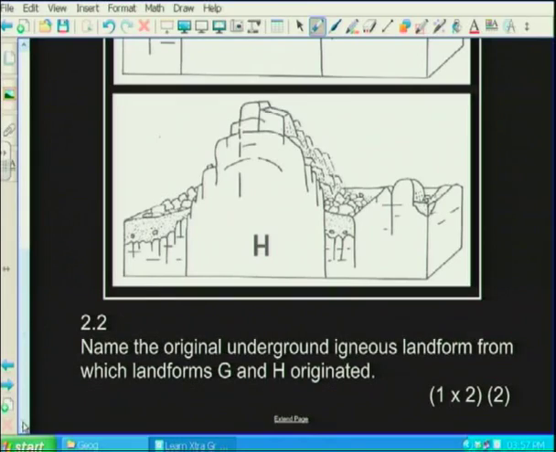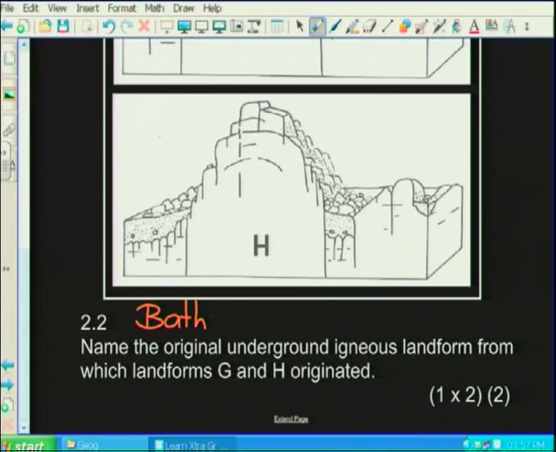massive igneous intrusions. Our second question, based on the same diagrams, name the original underground igneous landform from which landform G and H originated. They're looking for the greatest or the largest type of massive igneous intrusion, and we've mentioned this before. Our most large igneous intrusion is what's referred to as the batholith. Alternatively, they could have also formed from a laccolith below the Earth's surface. If you remember, the laccolith was our mushroom dome-shaped feature.